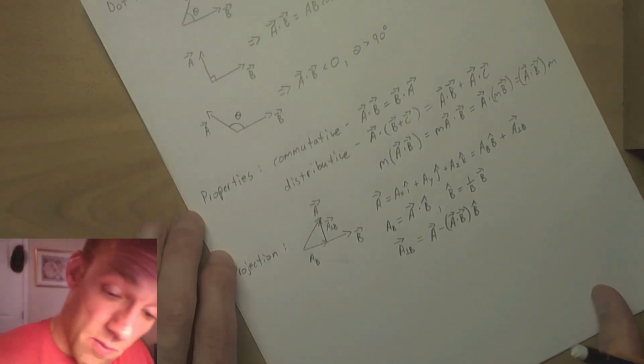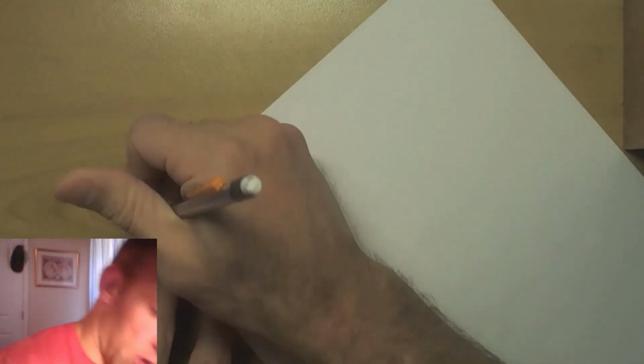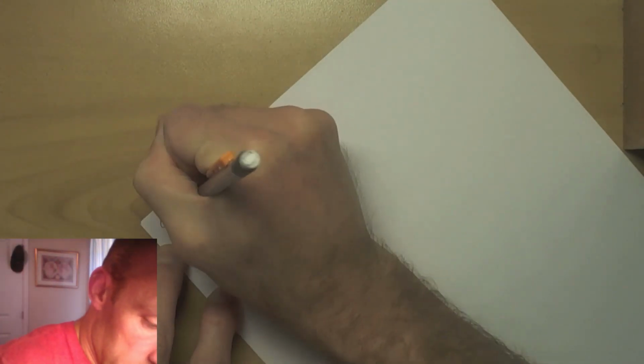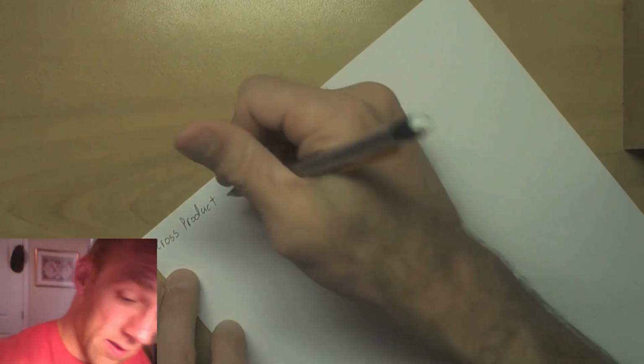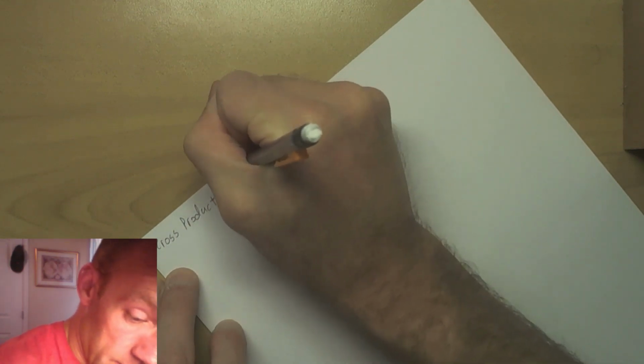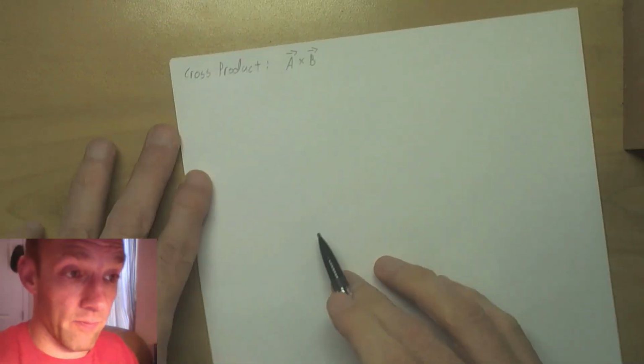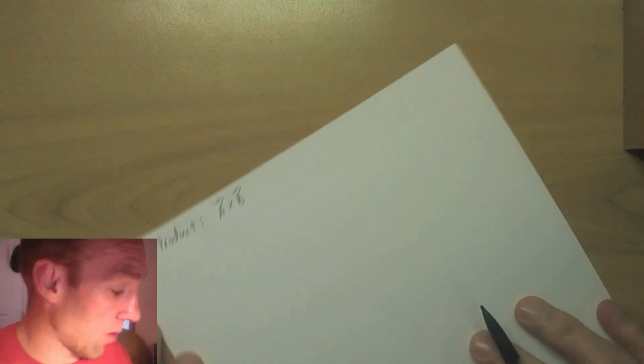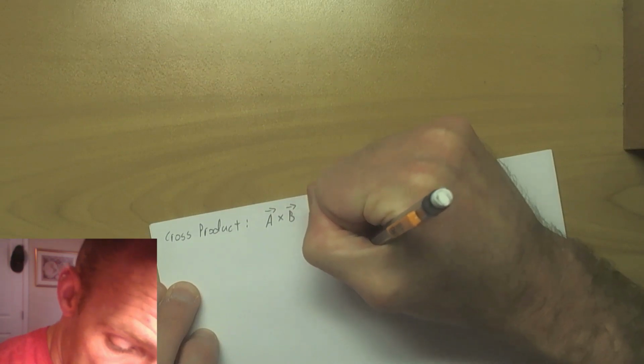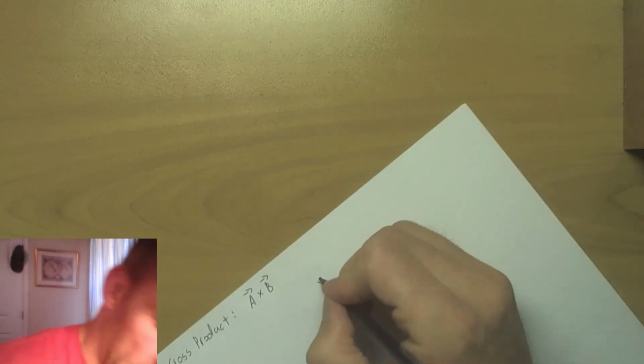Okay, so besides the dot product, there's, in 3 dimensions, and we kind of cheat and use them in 2 dimensions as well, another product called the cross product. The cross product is symbolized with the cross, a simple X. So if I have 2 vectors, this gives a third vector.